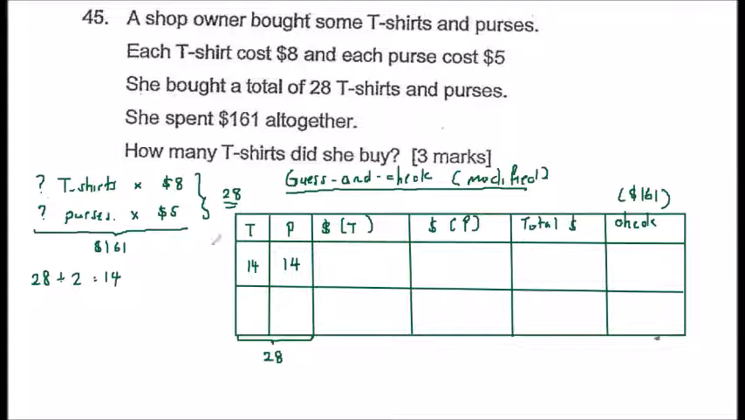So one t-shirt is going to cost $8. So 14 t-shirts, isn't it 14 times 8? I have 112. How about the purses? I have 14 times 5 equals $70. So the total will be 112 plus 70. I will have $182. And when we do a check here, of course it's wrong because the total has to be 161, not 182.